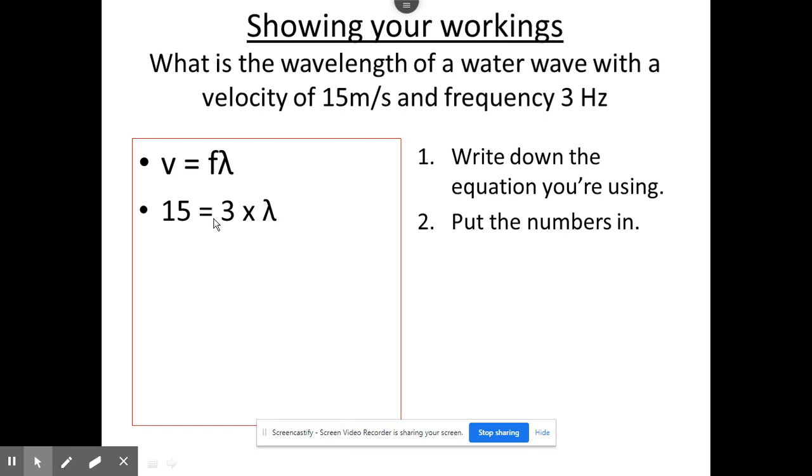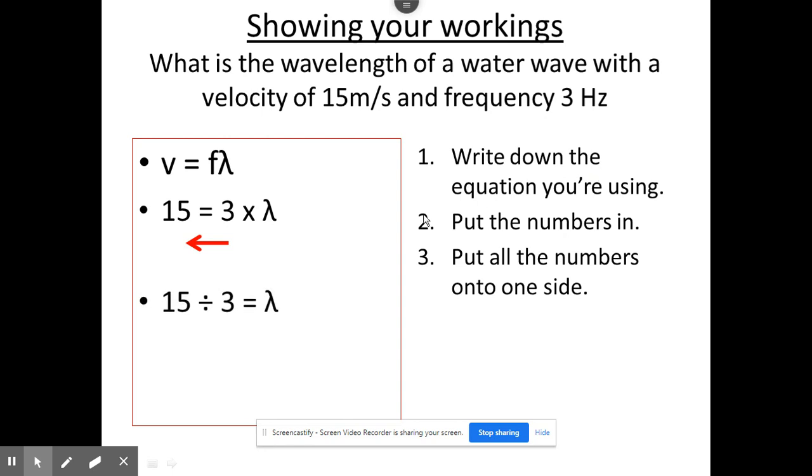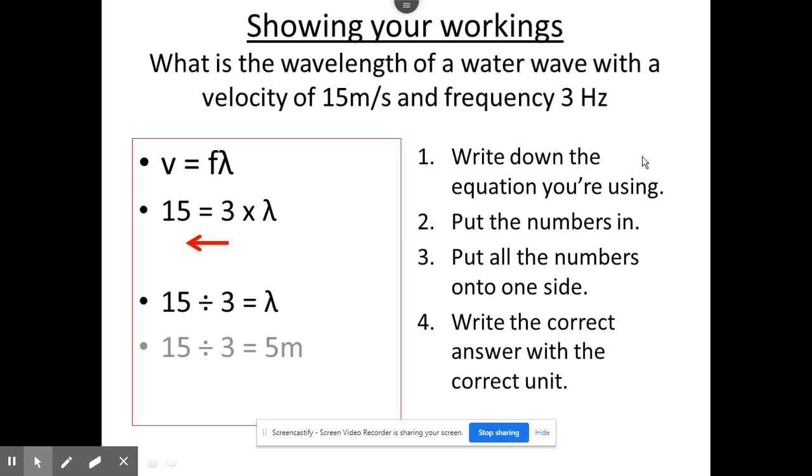Put the numbers in. Okay, so that's 15 equals 3 times something, and that's something that we need to work out. Put all the numbers onto one side. So you can do, if you've got a 3 on this side and the unknown, you can put that 3 onto this side. Because it's times by 3 on this side, it's then going to turn into divided by 3 on that side. So all the numbers go on one side, and then you can get your answer with the correct units. There you go. 15 divided by 3. The wavelength for here would be 5 meters.